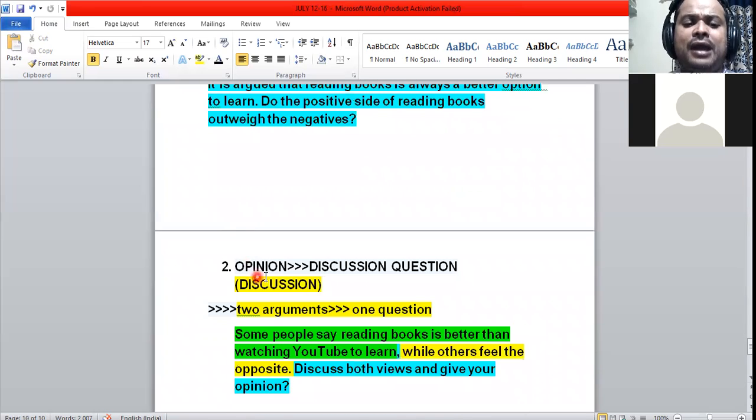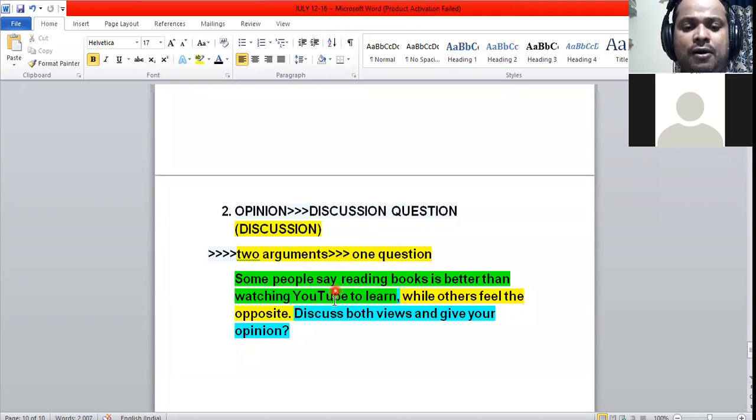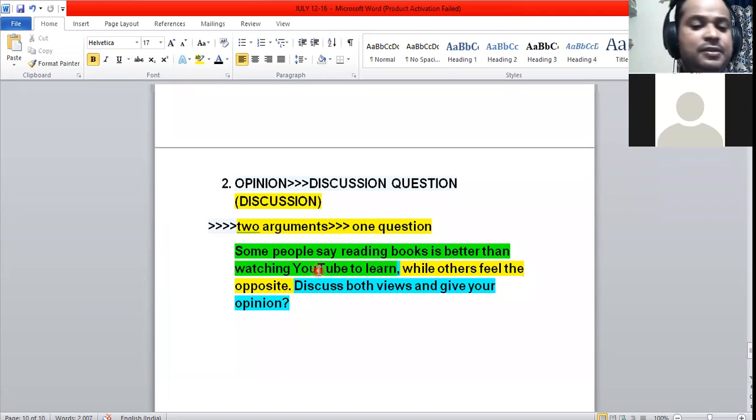And now I do have the opinion discussion type of question. Usually we call it a discussion question, where we have two arguments. So we call it a two-part question here. In some cases, they're calling them two-part questions. Two arguments are there, and you have to give your answer at last. So you can give your personal opinion only after discussion of this particular thing.